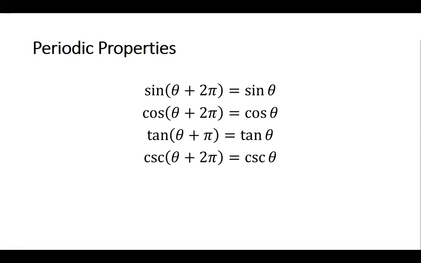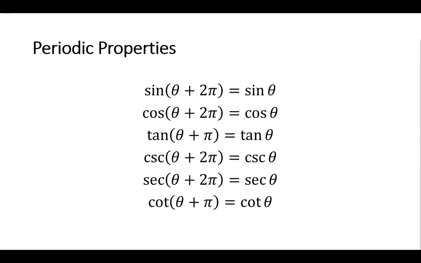Cosecant gets back to 2 pi as its period. So theta plus 2 pi gives us cosecant theta. Secant theta plus 2 pi is equal to secant theta. And cotangent theta plus pi is equal to cotangent theta. So they're cycling around. Now what's interesting with this too is not only that these cycle around, but that these are going to be very helpful to us in a little bit, knowing these to recognize what's going to happen.